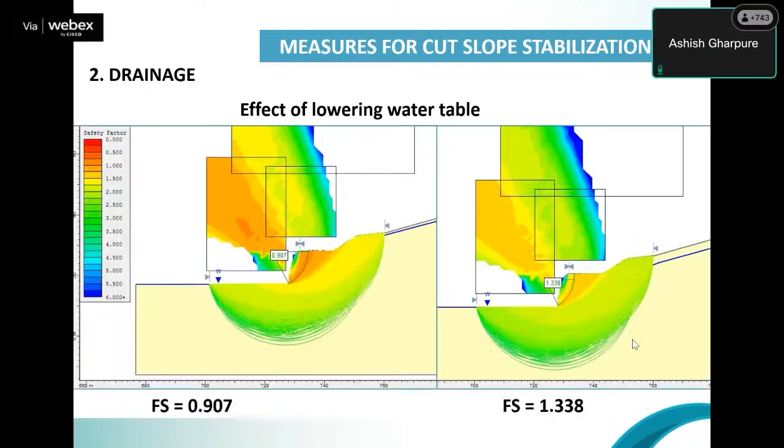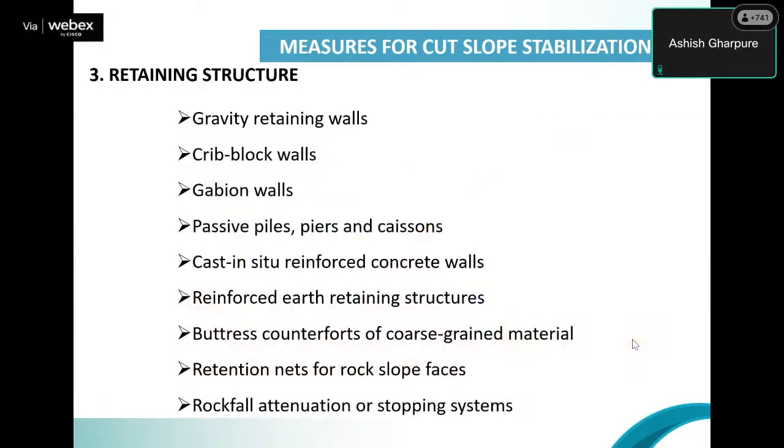So when we run the analysis, you can see the factor of safety for the left-hand side was 0.907. No change, the same c, phi, gamma, the soil properties, everything remaining the same, just the water table lowering down. Right-hand side, you can see the factor of safety is 1.338. So this is the importance of drainage. If you can plan an effective drain, that will solve most of our problem. Next, please.